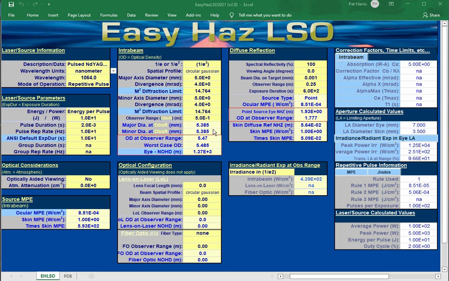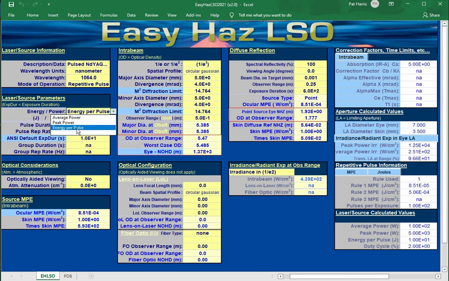So we have all the information loaded in here. Let's just go down through it. We're going to be using the wavelength in nanometers. We have 1064 nanometers as the wavelength. We're repetitive pulse. In selecting repetitive pulse, we have some options here. We could enter average power, peak power, or energy per pulse.